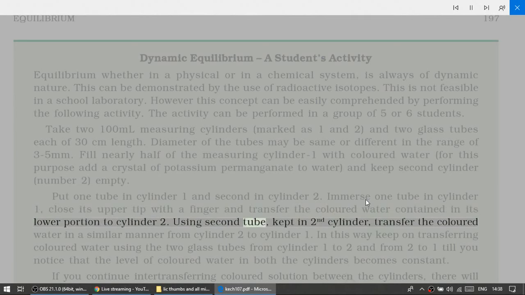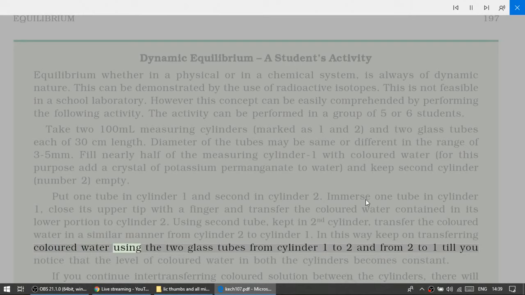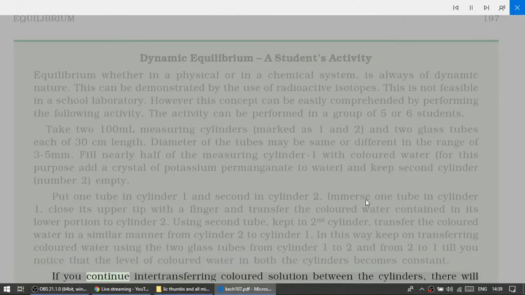Using second tube, kept in second cylinder, transfer the colored water in a similar manner from cylinder 2 to cylinder 1. In this way keep on transferring colored water using the two glass tubes from cylinder 1 to 2 and from 2 to 1 till you notice that the level of colored water in both the cylinders becomes constant. If you continue intertransferring colored solution between the cylinders, there will not be any further change in the levels of colored water in two cylinders.